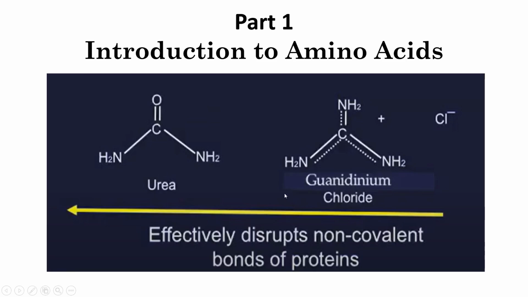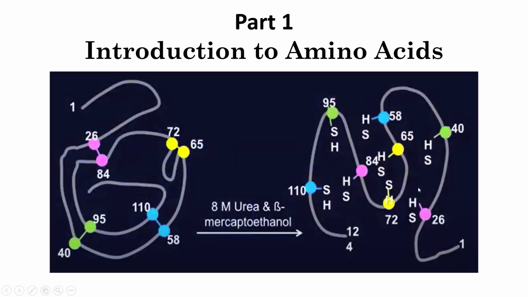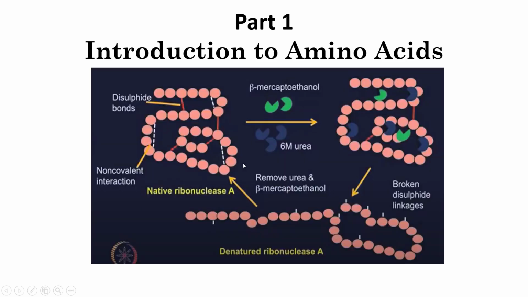Urea or guanidinium chloride effectively disrupt the non-covalent bonds of the proteins. Similarly, for example, a disulfide bond can be broken by using beta mercaptoethanol. So if there is a protein and it has a disulfide bond, that can be broken using beta mercaptoethanol. If we treat a protein sequence with these kinds of chemicals, these disulfide bonds are broken. You can see clearly those are broken because of the use of beta mercaptoethanol, and urea will help you cut the bonds.